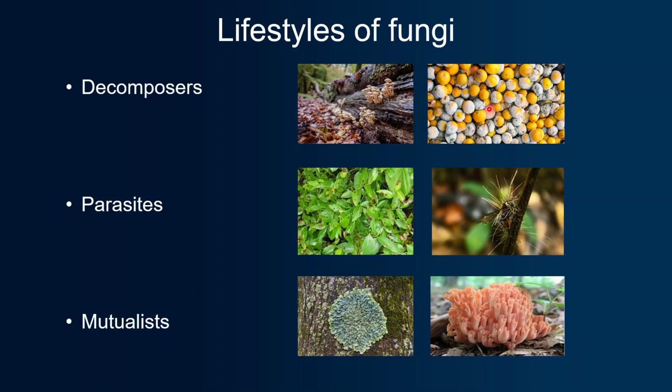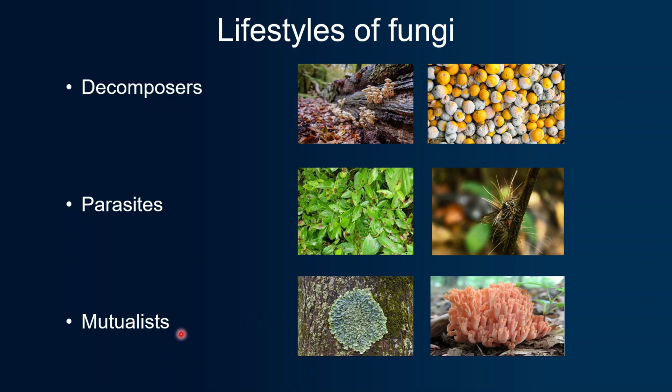Those are decomposing fruits, some kind of oranges in here, I believe, with mold. Those are typical decomposers as well. So parasites would affect the living organisms. This is a parasitic fungus that causes these spots on a plant. This is a parasitic fungus that grows on an insect.